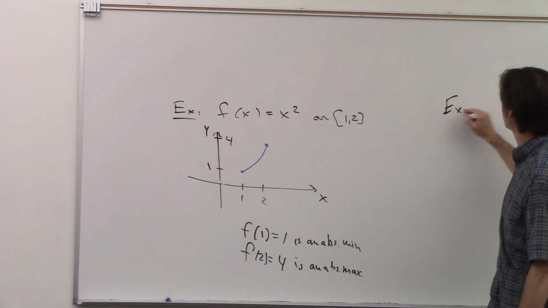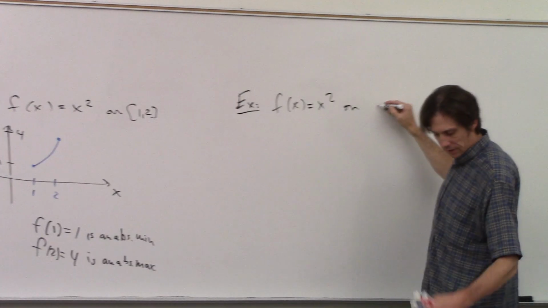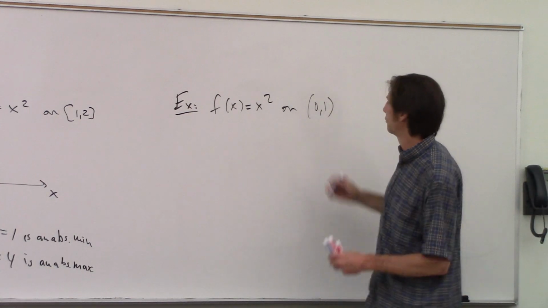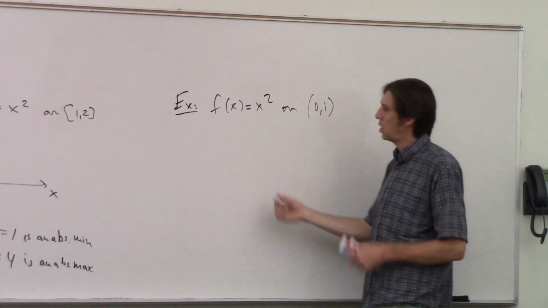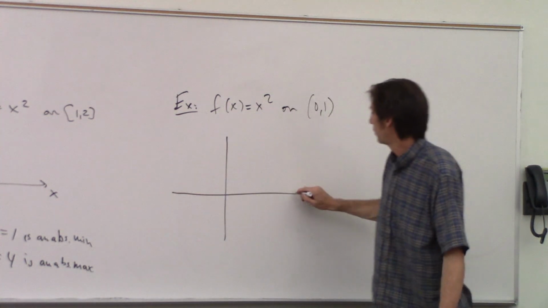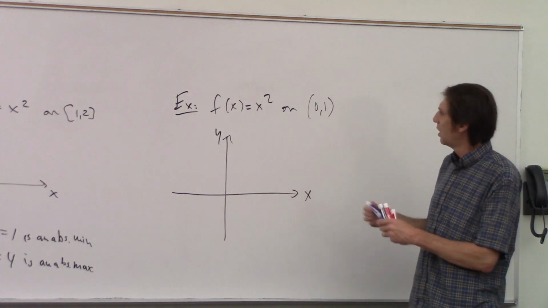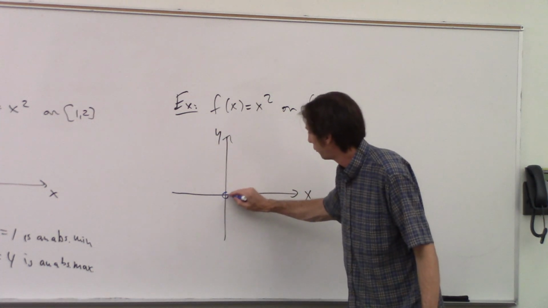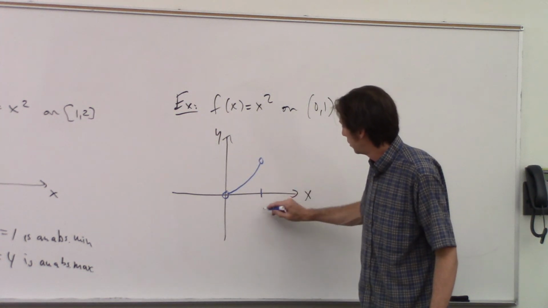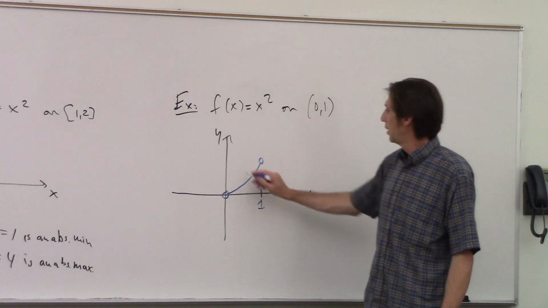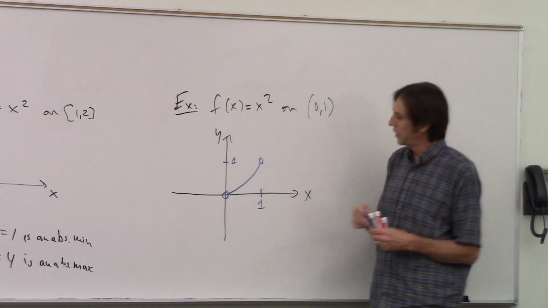Same function, same formula, at least, f of x equals x squared. But this time, let's just look at the open interval from 0 to 1. Right, with the parentheses, I'm not including 0 and I'm not including 1. So what does my graph look like this time? This time, I have an open circle at the origin, and then I'm increasing until x is 1. If that were a filled-in circle, the height would be 1, but it's not filled in.